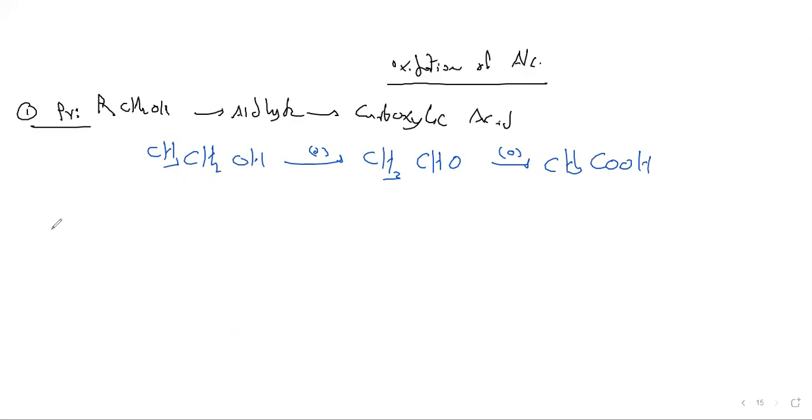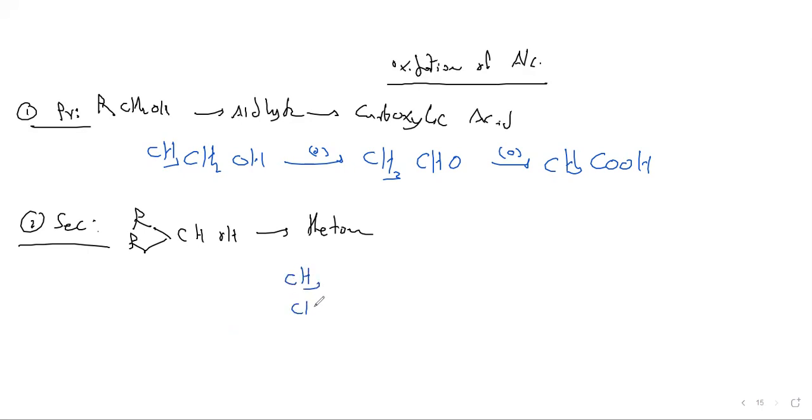After that, in case of secondary alcohols, R2CHOH, by oxidation it forms ketone. Like, for example, if you have CH3CH(OH)CH3, it is oxidized to form CH3COCH3, C double bond O.